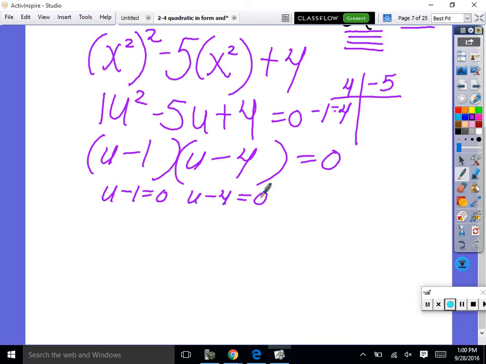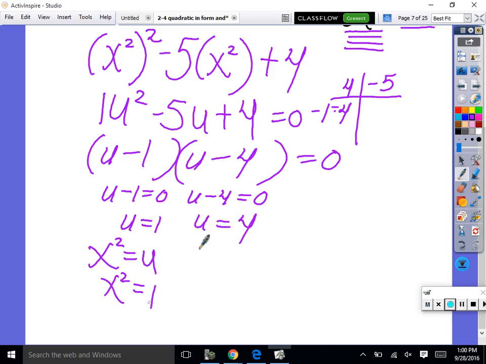So we'll add 1, so u equals 1. But we're not going to circle that answer. Sorry, I'm going to erase that. We're not going to circle that answer yet. Okay, we get u equals 1, and we get u equals 4. Now that's u. Didn't we start with x's? Yeah. So we have to go back and say, okay, sweet, that's great, but we know x squared is equal to u. So isn't x squared equal to 1? And also x squared is equal to 4.